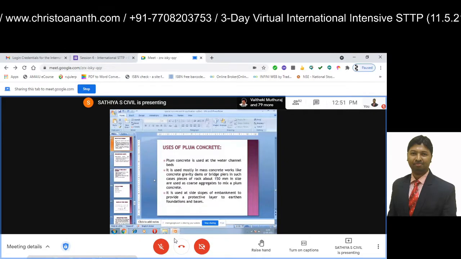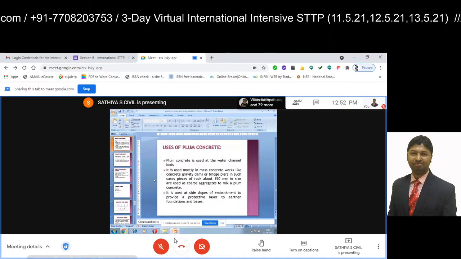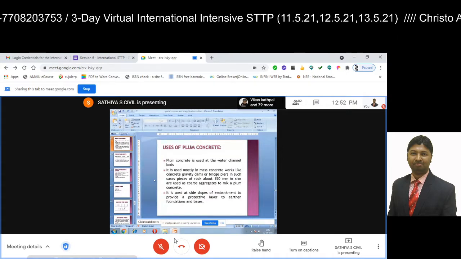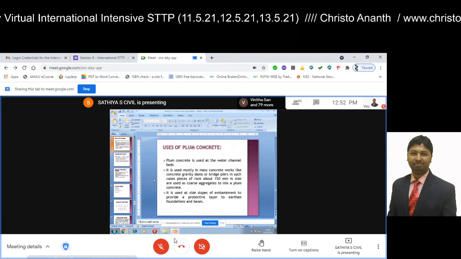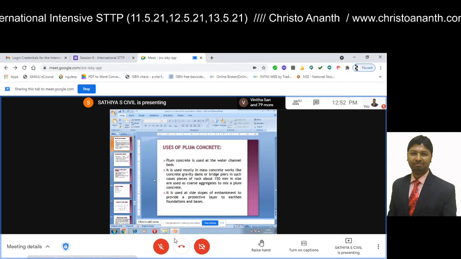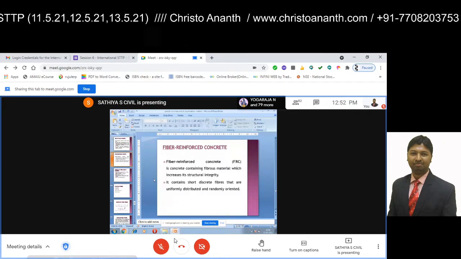Then the uses where it can be used. Plumb concrete is used at the water channel bed. Then it is used mostly in mass concrete work like construction of dam structure. Then it is used at side slopes of embankments to provide a protective layer to earthen foundation and bases.